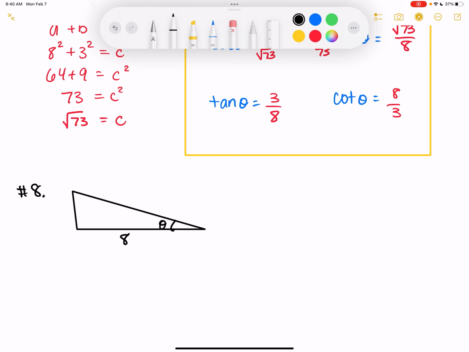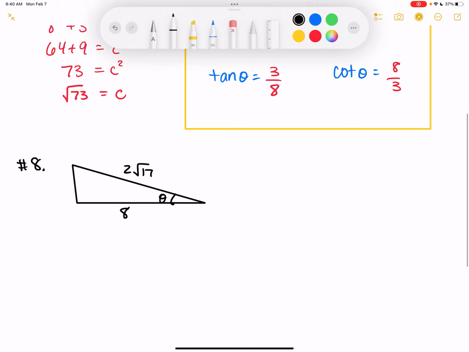8 is here, and then this is 2 root 17. So I need to find the other side first and foremost. Somebody tell me how to set it up. A squared plus 8 squared. A as A or B.